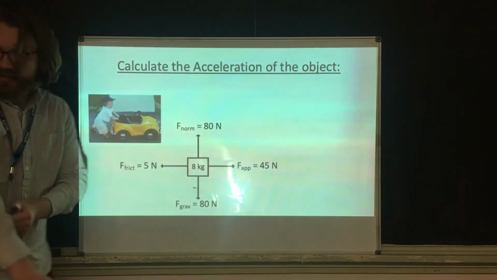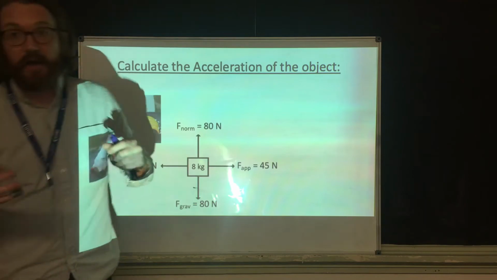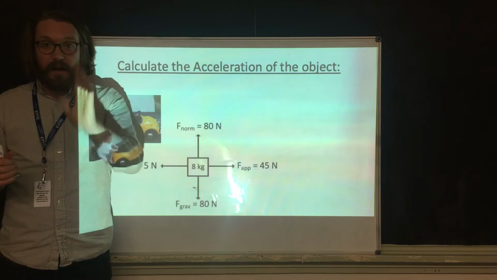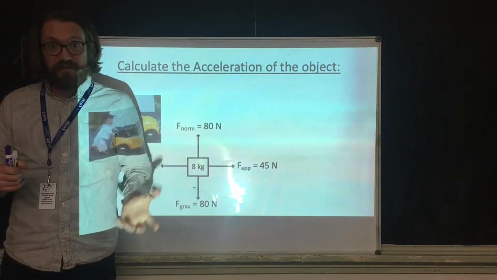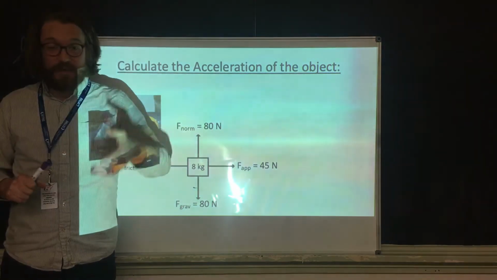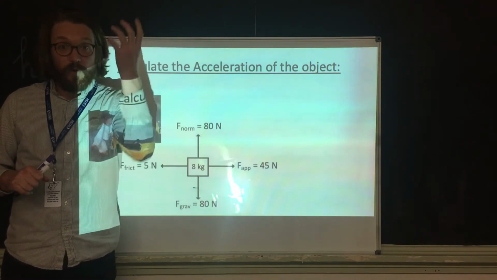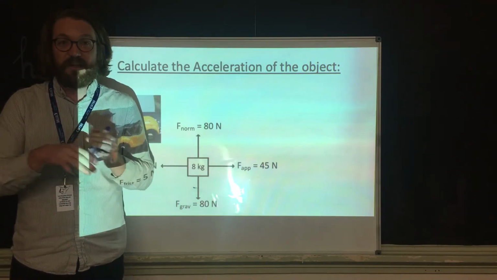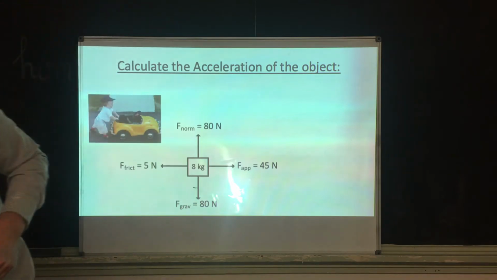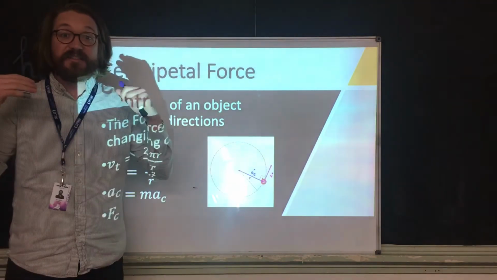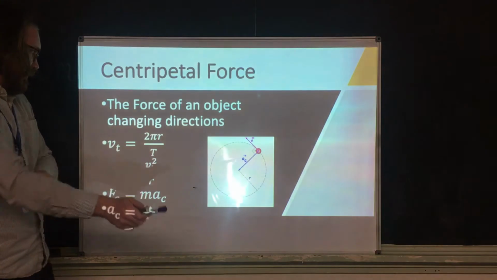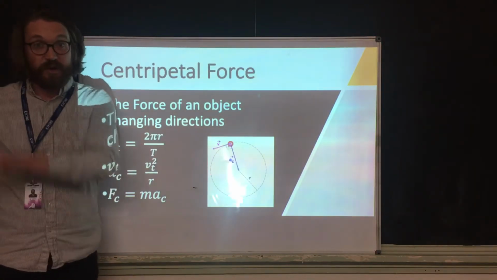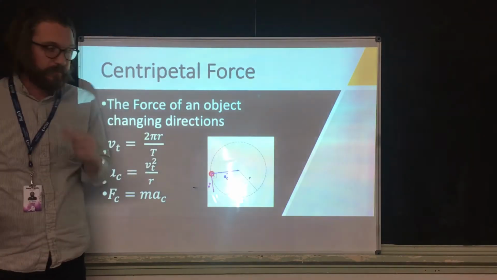Now, next, I want to talk about the other aspect here. Here, we said that an object experiences a force if it speeds up or if it slows down. But it also experiences a force if it's accelerating because it's changing directions. We call this centripetal force. This is the force of an object changing directions, turning, moving in a circle.